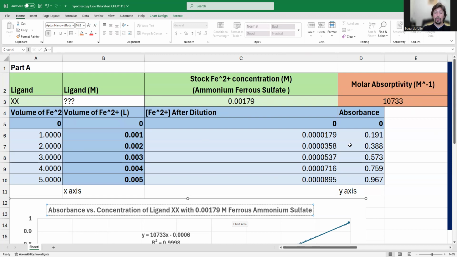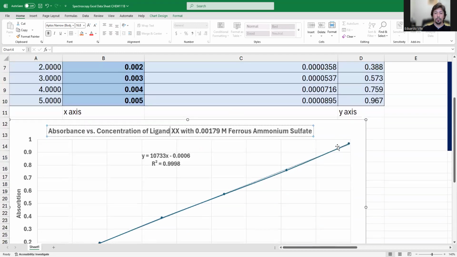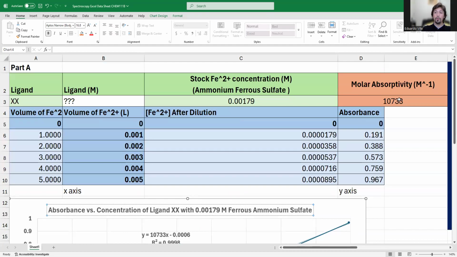And here you see I put a different table for my molar absorptivity. This is the slope. I already have the table down here and the chart. So this number came from the trend line equation that I will show you in a bit. Make sure that you have this somewhere in your spreadsheet to get full credit. You need to report the values that you are deriving.